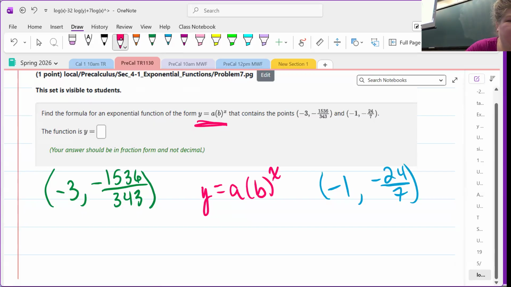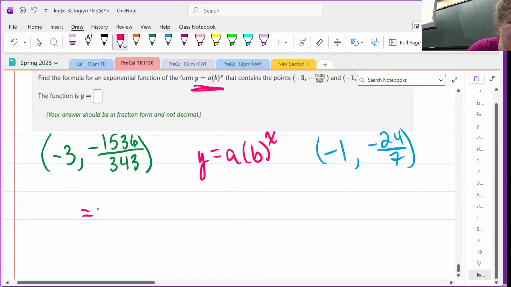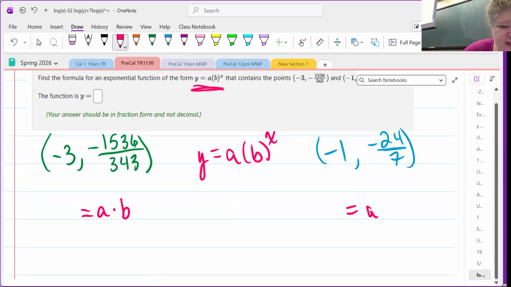So I'm going to plug those xy points in for x and y in my function. So I'm going to have y equals a times b to the x on both of these, but now I'm going to fill in the numbers. My x value is -3, so that's my power for b. And then it equals crazy fraction number 1, -1536 divided by 343.